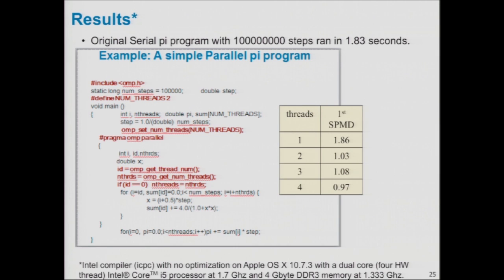So how did we do? The serial program executes in 1.83 seconds. So we've parallelized this. We've used 4 threads on a machine with 2 cores, but 4 hardware threads. And we get not quite a speed up of 2. So that's not too good.